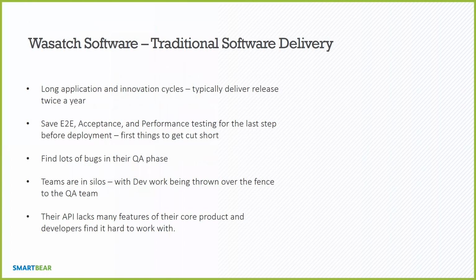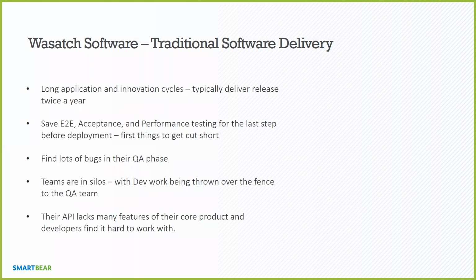Now let's take a look at real life companies that have transitioned to shifting left. When we look at a very traditional software delivery company, this is something that we're all very familiar with. When you look at how those release cycles and their testing are conducted, you notice that there are long application and innovation cycles, right? You're delivering once or twice a year. You are saving your end-to-end testing, your acceptance and performance testing for that very last step right before deployment. And you're finding a lot of bugs in the QA phase.